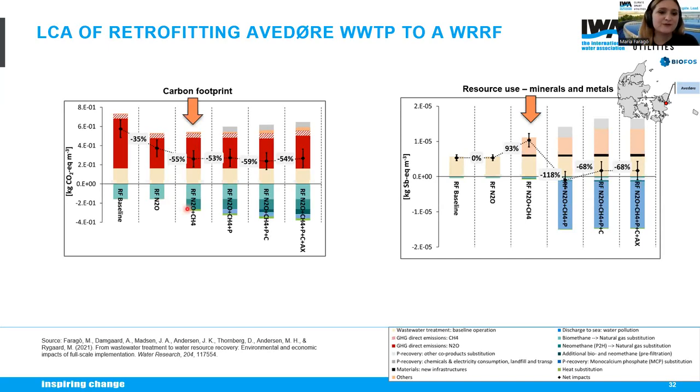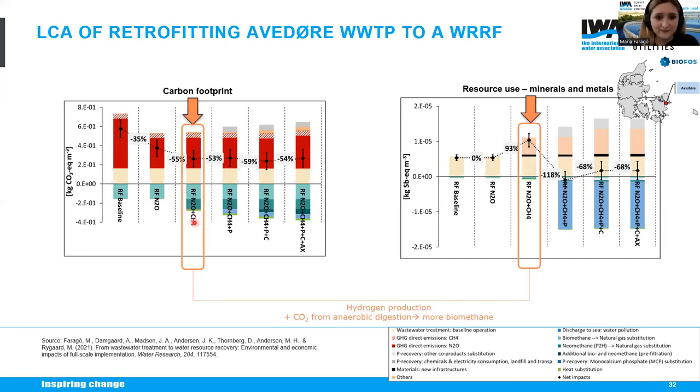But what I want you to focus on is this alternative, for example, alternative number three. In this alternative, we are also producing hydrogen and combining it with CO2 from anaerobic digestion in order to produce more biomethane. So as you can see here in the carbon footprint graph, we are actually decreasing the carbon footprint by an additional 20%.